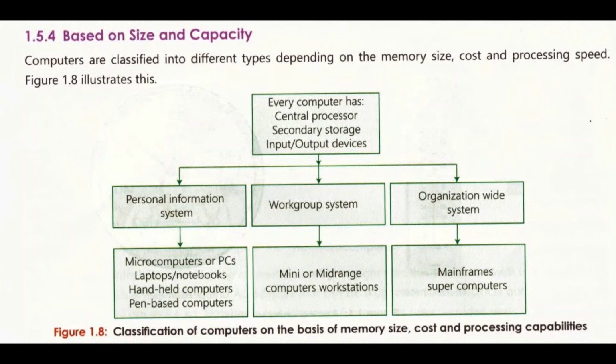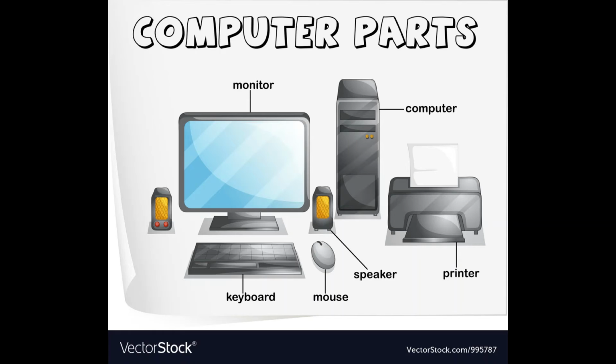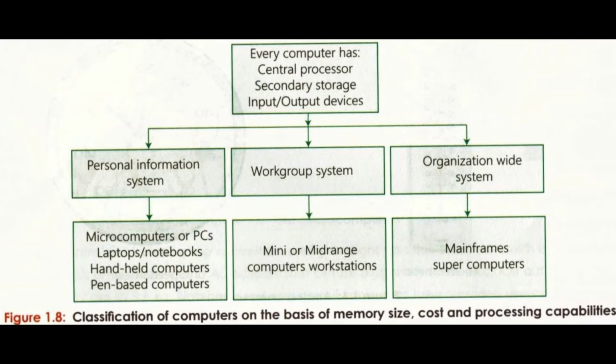Classification of computers based on size and capacity. Computers are classified into different types depending on memory size, cost, and processing speed. As we see in the diagram, every computer has a central processor, secondary storage, and input and output devices. On that basis, computers can be classified into three subgroups.